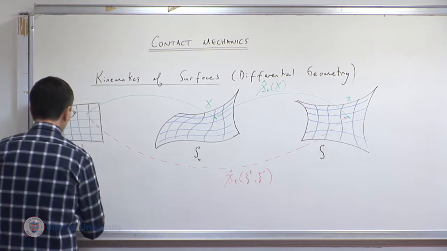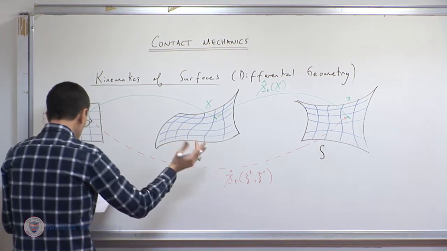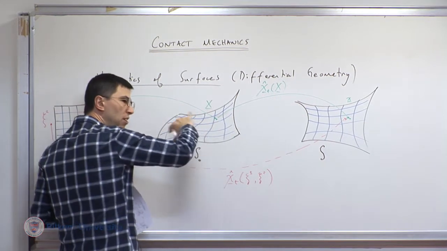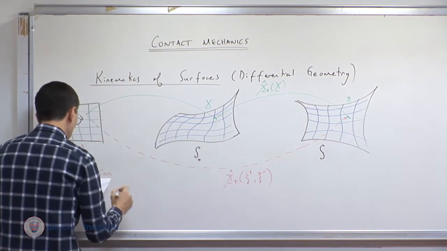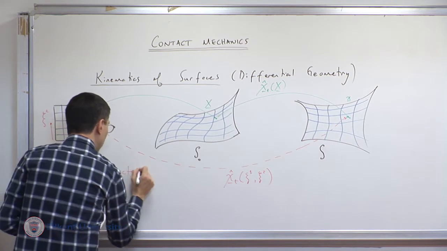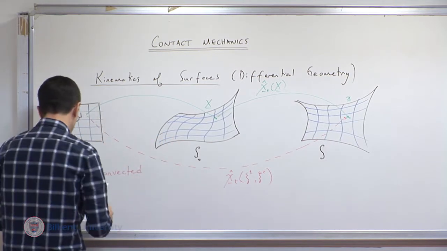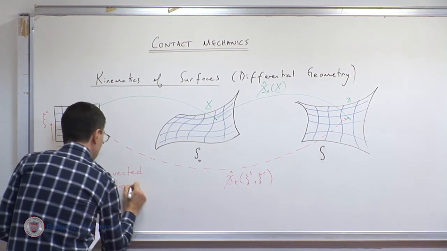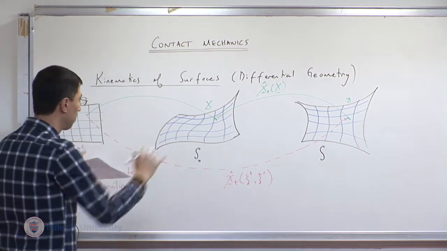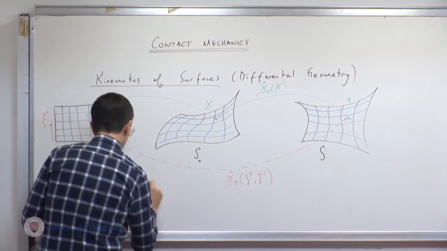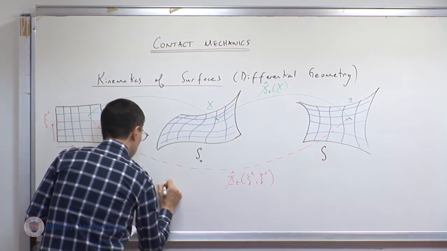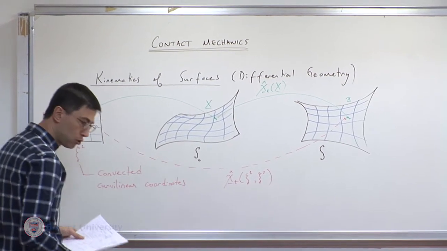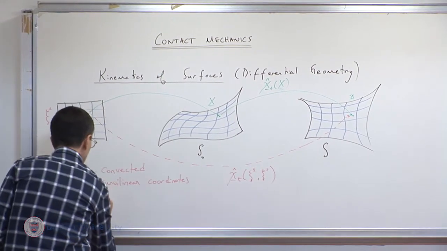Okay, so because these points move with the object and because these coordinates deform according to the motion of the object, first of all, we call them convected coordinates because they move with the object, and we call them curvilinear because they are essentially curved, right? Convected curvilinear coordinates. Okay? So these are material lines.